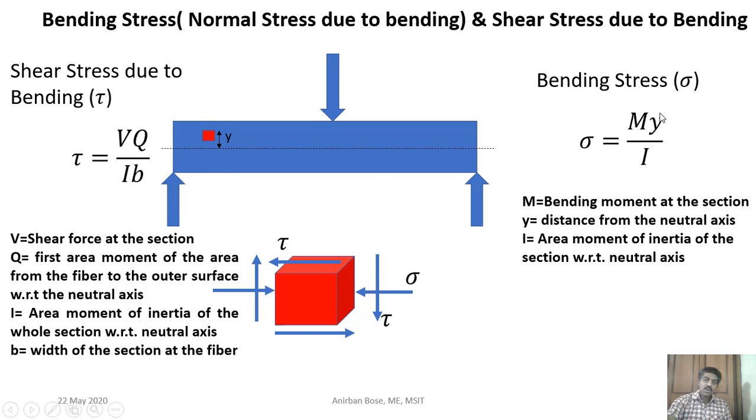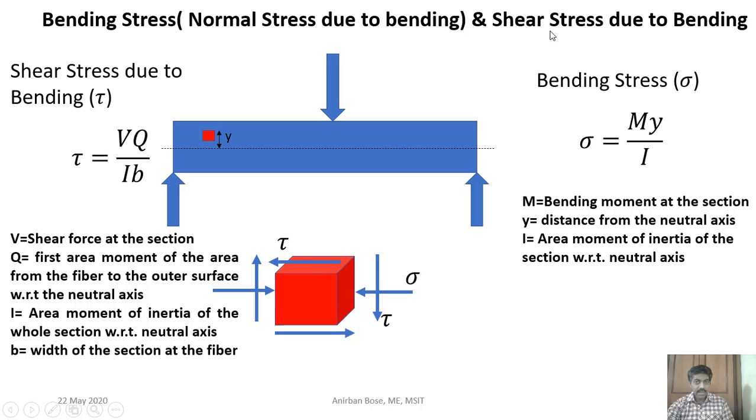Depending upon whether it is tensile or compressive, that decision you have to take. In this particular example, you can see at the top fiber it will be compressive, and at the bottom fiber it will be tensile in nature, because this will bend like this, which means the top fiber will be contracted and the bottom fiber will be elongated. So the bottom fiber will be under tension and the top fiber under compression, and the maximum value of the stress you can calculate using this formula.